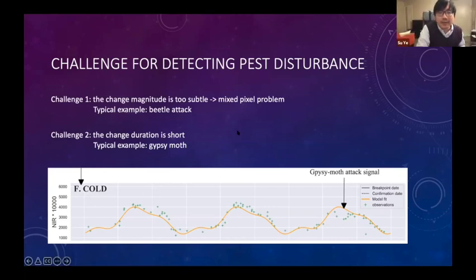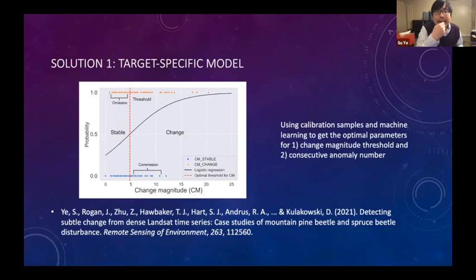Okay. So the change duration is short, so with consecutive numbers, our peak windows are very likely to cover the recovery stage. For example, for gypsy moth, it often will recover in 2 months. Then we will cover some recovery signals, which causes the troubles. And I came up with 2 solutions.